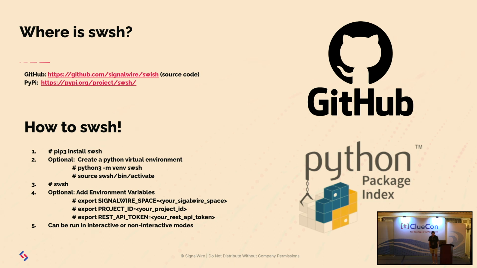So how to install it? As I mentioned, pip3 install swish. I suggest using a virtual environment, and that way you don't have to worry about dependencies and breaking other things and getting into all that dependency hell that you can get in with Python. And yeah, there's two different ways you can run it. You can run it in interactive mode or non-interactive mode, and I'll show what that is in a moment, but essentially that means that you can either pipe commands through Swish, or you can run it where you type Swish and it takes you into its own shell.